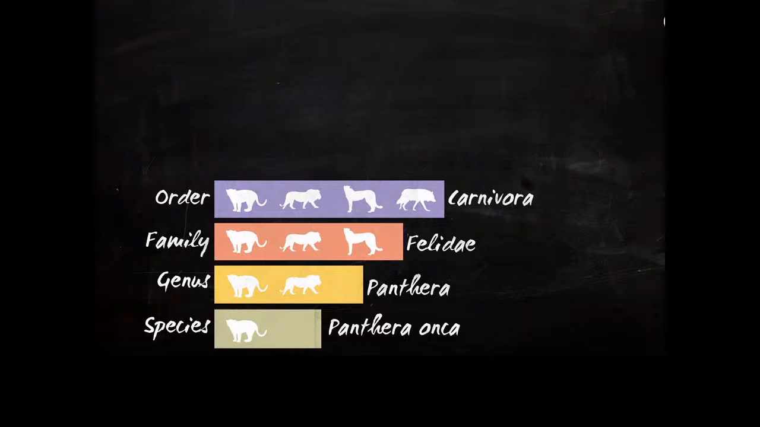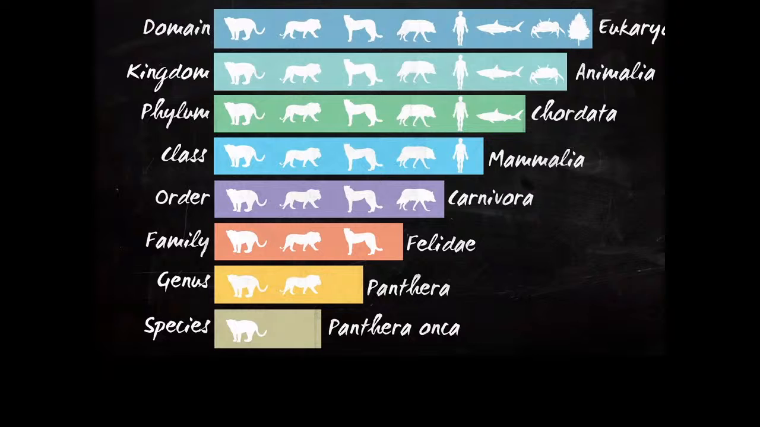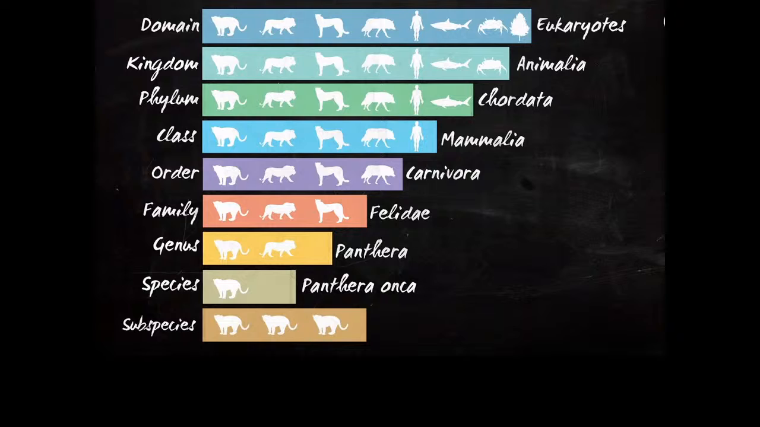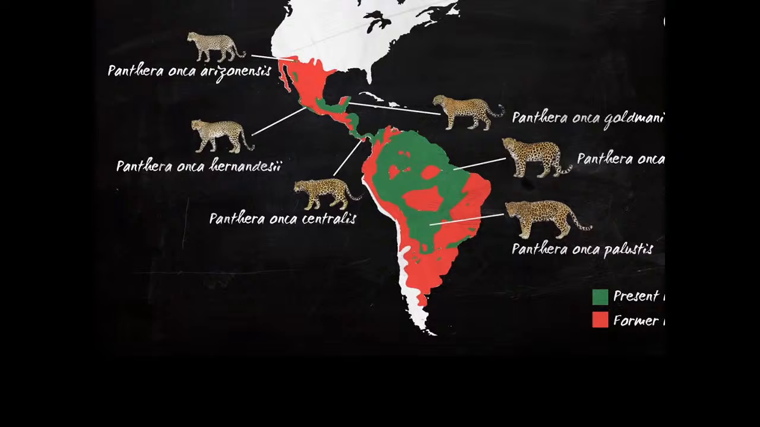Carnivora is a mammalian order, and mammals are part of the phylum Chordata. Other Chordata classes include our feathered backbone relatives, the birds, and the aquatic jawless fish. Again, we can add intermediate ranks. In the case of the jaguar, we get subspecies. Jaguar populations differ morphologically and genetically because of isolation and their subsequent adaptations. Jaguars have 8 recognized subspecies.